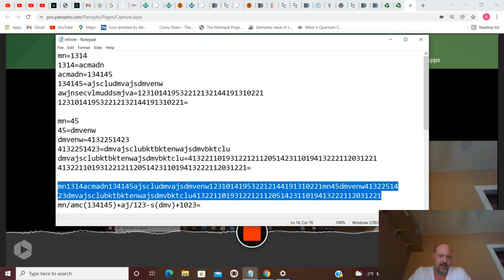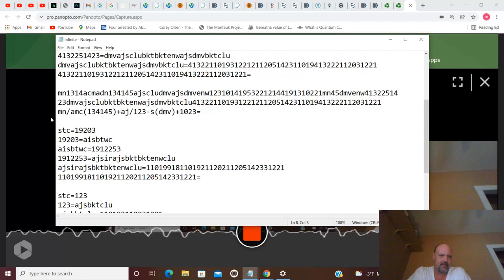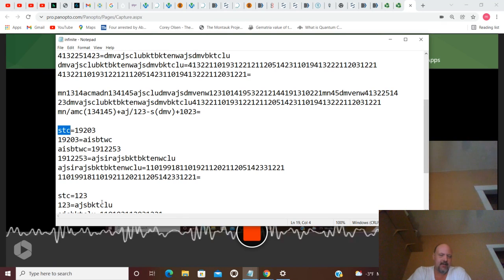Also, create equations. And your fingerprint is right here, MN. And much like the fingerprint of Joan Jett and the Blackhearts I Love Rock and Roll Stand to Dancing is STC. And that could go on forever. But we're on MN now.